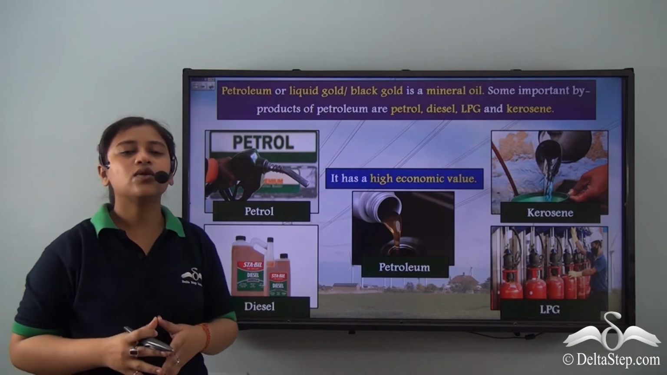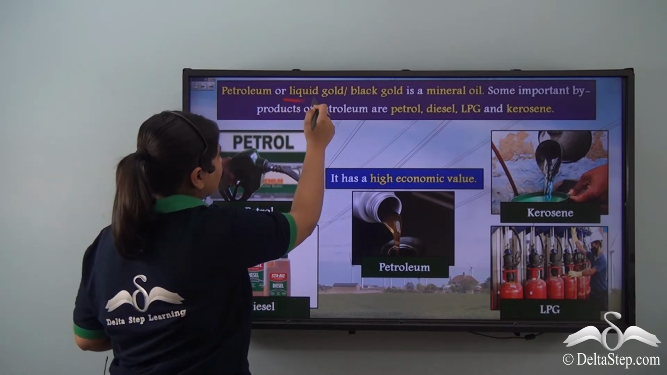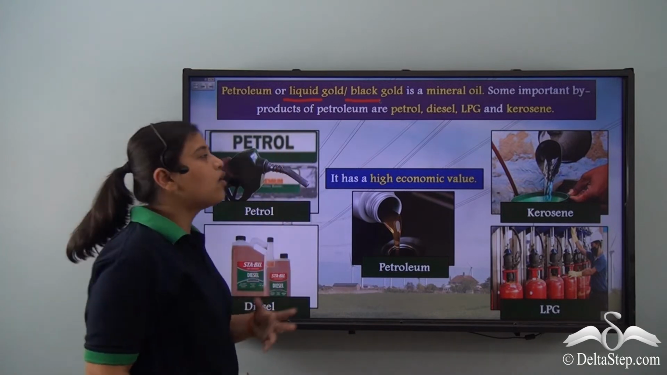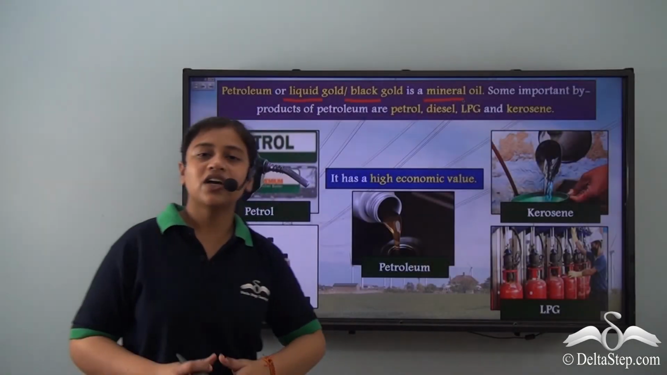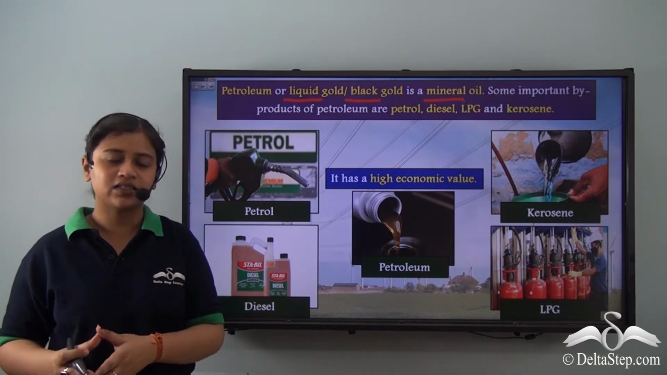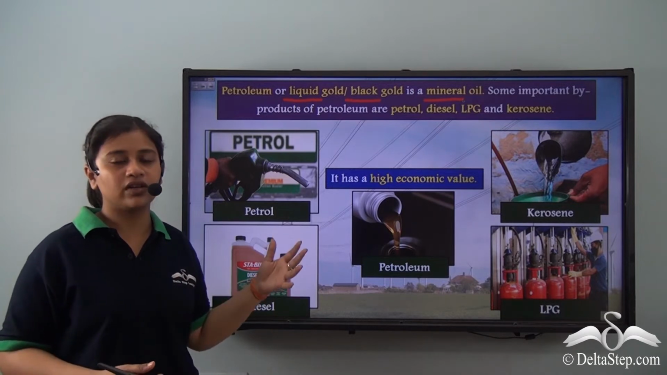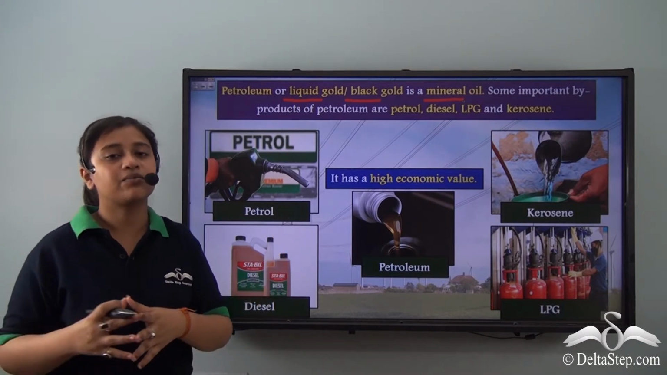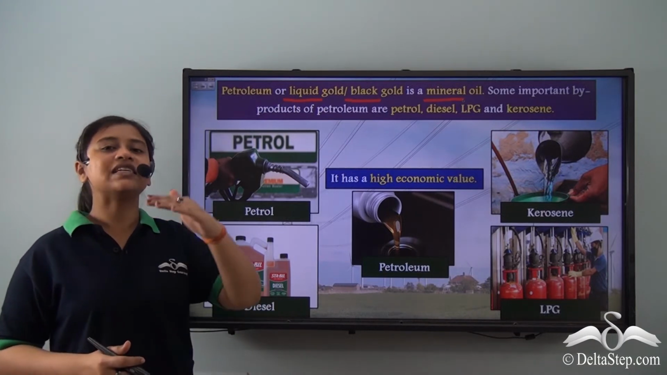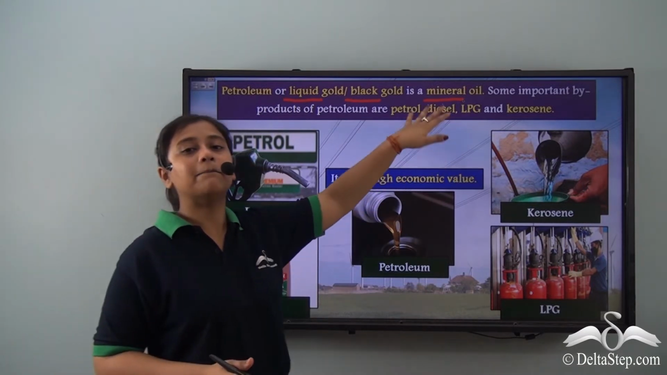So what exactly is petroleum? Petroleum, or liquid gold, also known as black gold, is a mineral oil. Now, why is it a mineral oil? We just saw that deposition of decomposed organic matter in different layers leads to the formation of petroleum after receiving heat and pressure from the earth's surface. Now, since they are derived from different layers or sedimentary rocks, therefore it is a mineral oil.